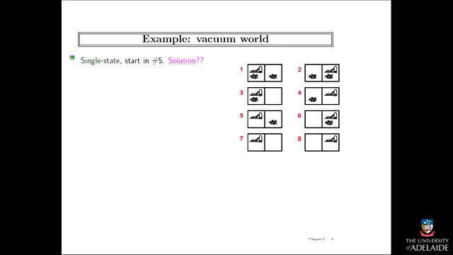Remember, we have a set of possible things that the robot can do. It can suck, it can move right or left, or it can do nothing. Obviously, doing nothing is not going to help the situation at all. If we start in state 5, anyone want to volunteer what the solution is?